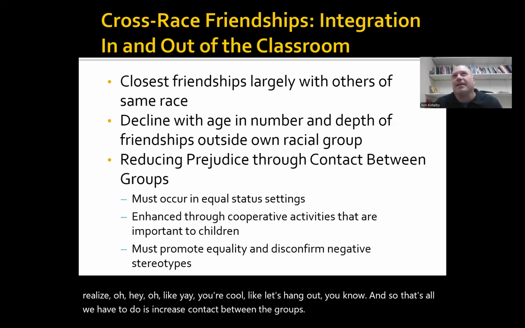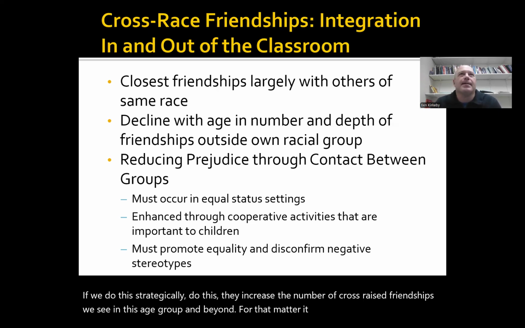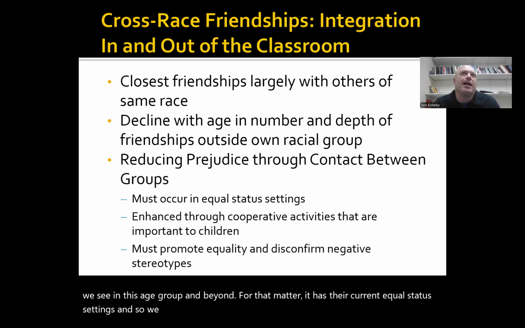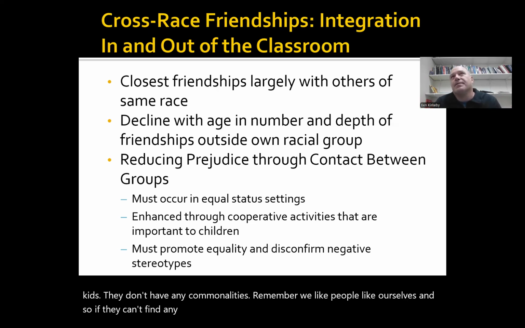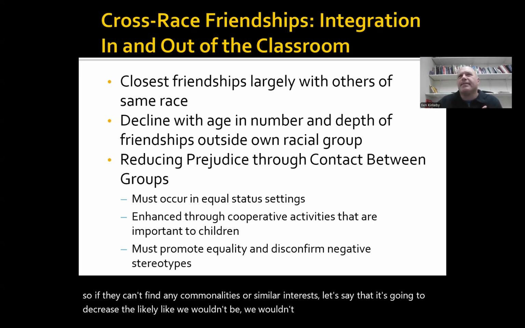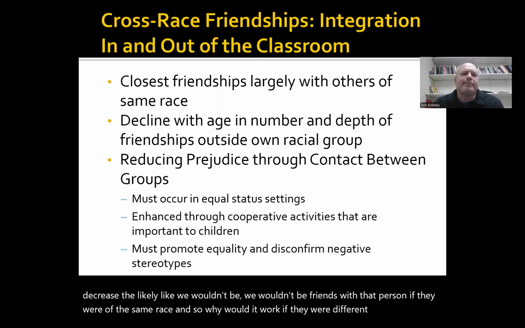If we do this strategically to increase the number of cross-race friendships we see in this age group and beyond, it has to occur in equal status settings. We can't take popular black kids and put them with unpopular white kids. They don't have any commonalities. Remember, we like people like ourselves. If they can't find any commonalities or similar interests, it's going to decrease the likelihood. We wouldn't be friends with that person if they were of the same race, so why would it work if they were different races, right? It's enhanced through cooperative activities that are important to children.